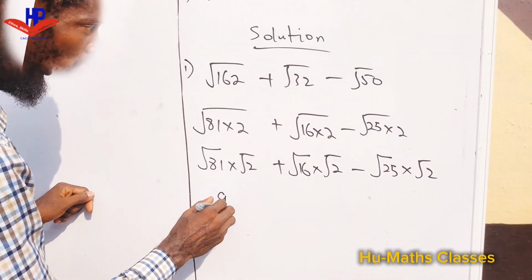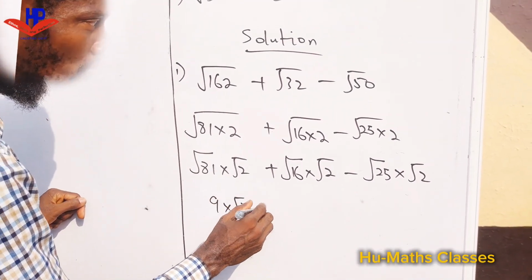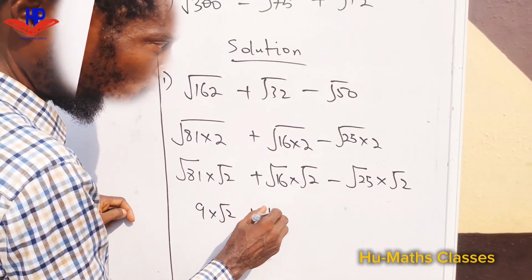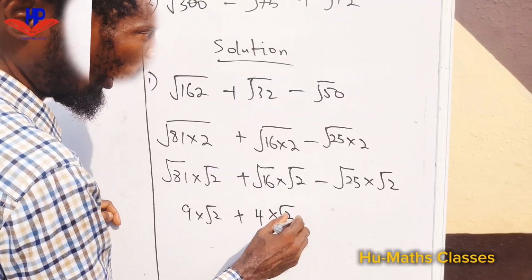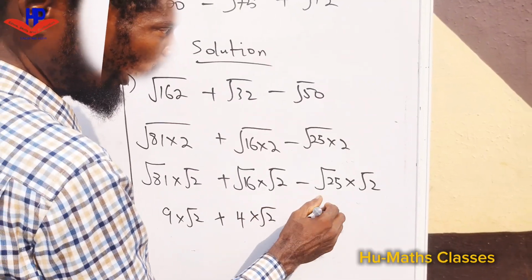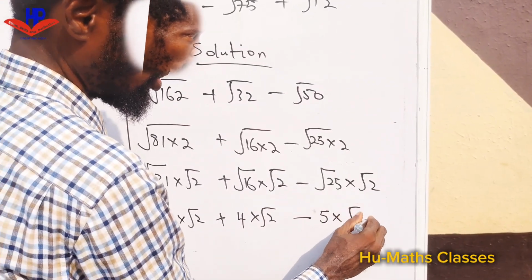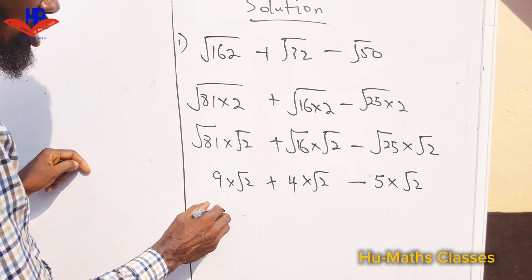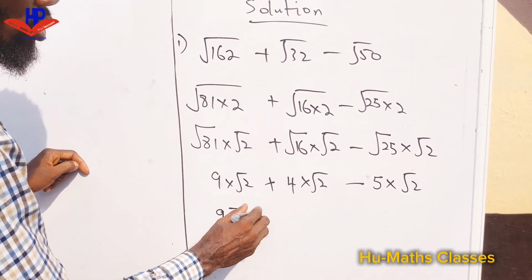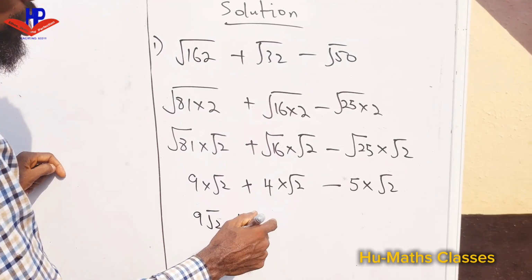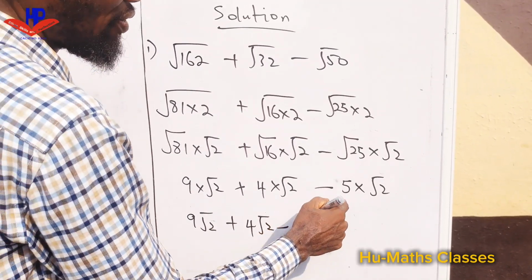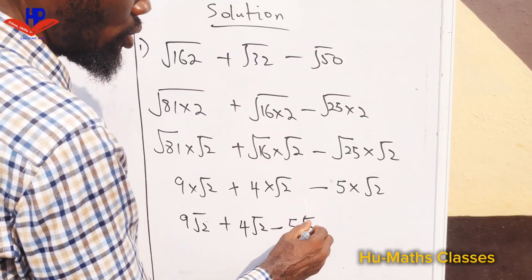Root 81 will give us 9 times root 2, plus root 16 will give us 4, the square root of 16 is 4, so that will give us 4 times root 2. And the square root of 25 is 5 times root 2. Let's multiply them. 9 times root 2 will give us 9 root 2, plus 4 times root 2 will give us 4 root 2, minus 5 times root 2 will give us 5 root 2.